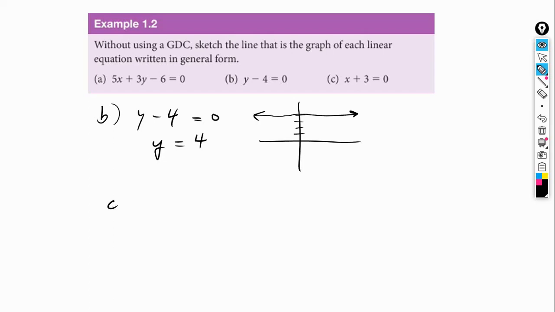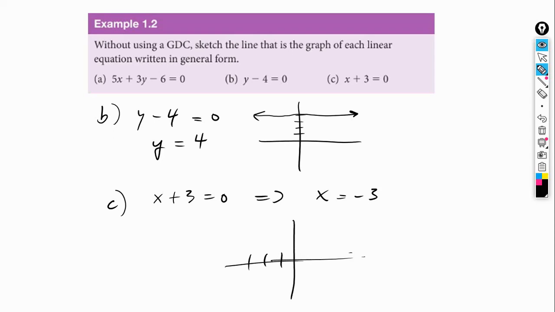Now with C, we have something similar, but it's going to be a vertical line. As you can see, if we have x plus 3 equals 0, we can rearrange this as x equals negative 3, and this is going to be a vertical line at x equals negative 3. So 1, 2, 3, negative 3, and then we graph the line there.